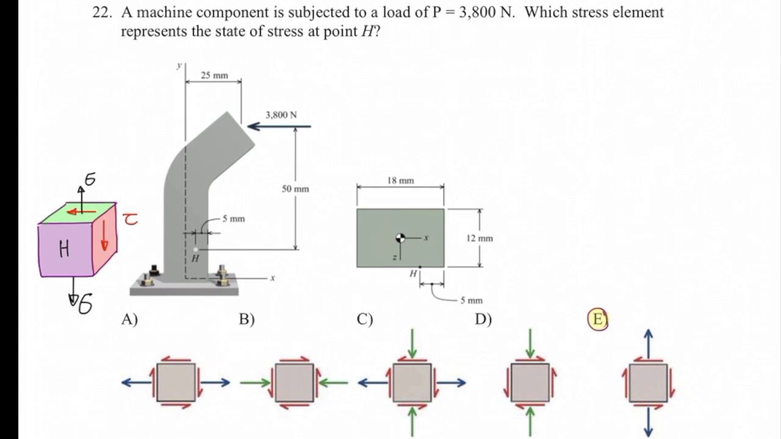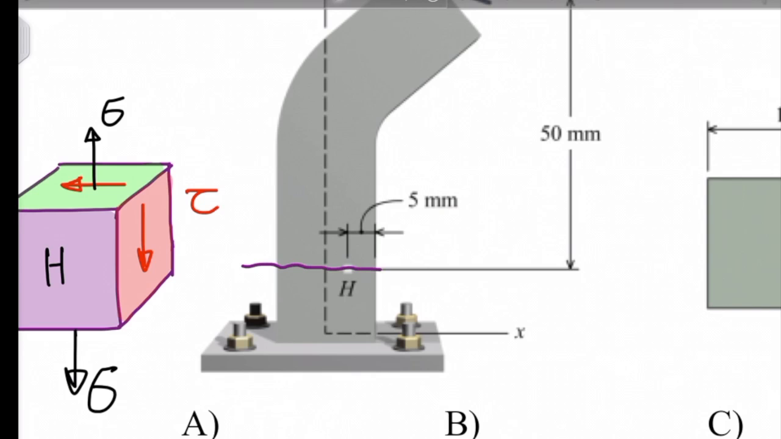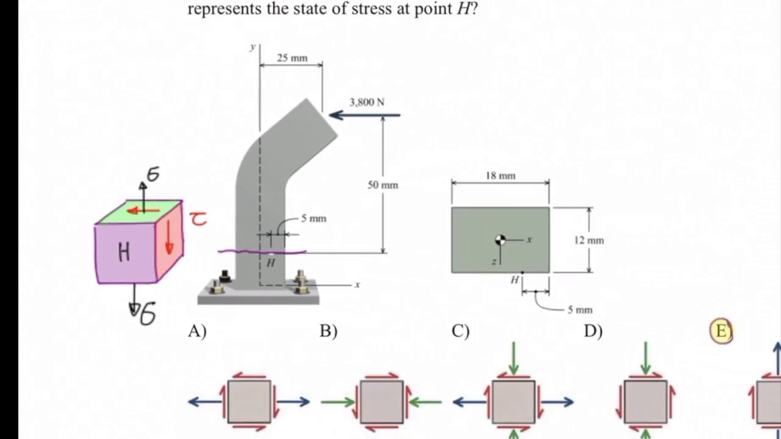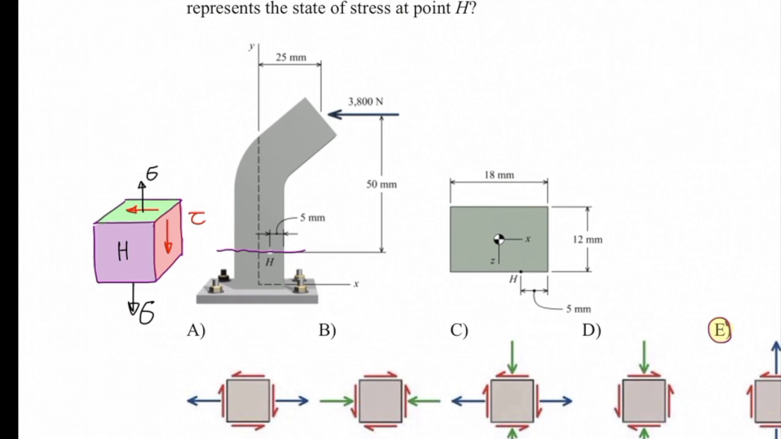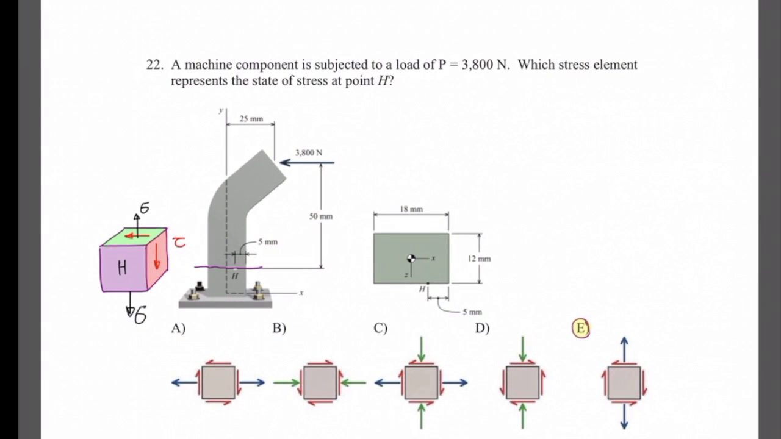Here for this problem, I'm cutting from this point. Let me show it here. If I cut from this point, the top surface is being cut, which is the green surface. Regarding that fact, there is not any normal stress in the horizontal direction. So A, B, and C are not options. The only possible options are D and E.